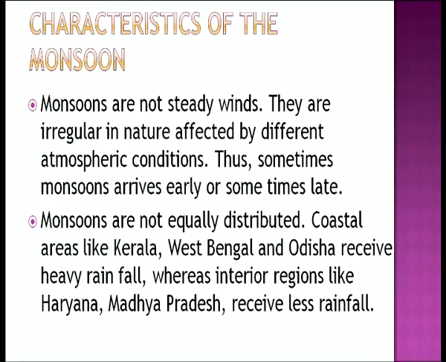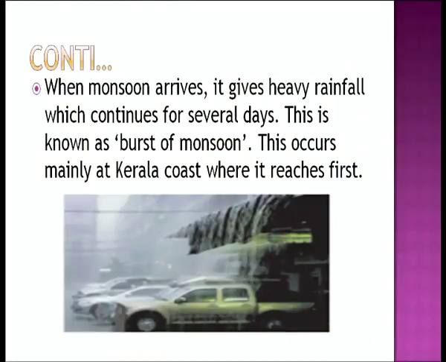Now, what are the characteristics of monsoon? Monsoons are not steady winds. They are irregular in nature, affected by different atmospheric conditions. Thus, sometimes monsoon arrives early or sometimes late. Monsoons are not equally distributed. Coastal areas like Kerala, West Bengal and Odisha receive heavy rainfall, whereas interior regions like Haryana and Madhya Pradesh receive less rainfall. When monsoon arrives, it gives heavy rainfall which continues for several days. This is known as burst of monsoon. This occurs mainly at the Kerala coast where it reaches first.